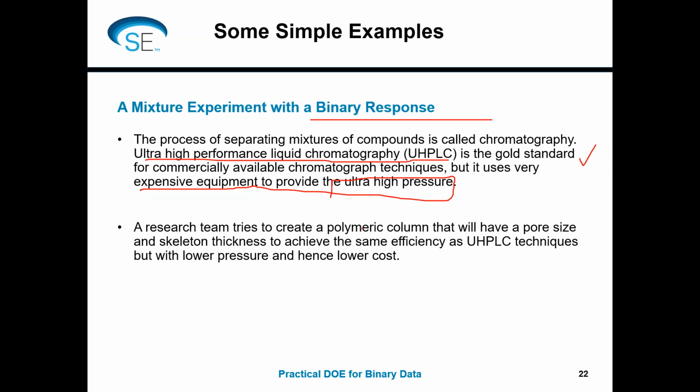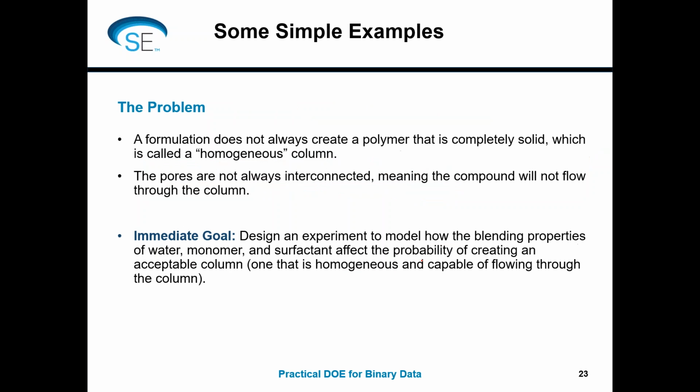The research team is trying to create a column that will have a pore size and a skeleton thickness that achieves the same efficiency as ultra high performance liquid chromatography, but with a lower pressure and hence a lower cost. Here's the problem. A formulation does not always create a polymer that's completely solid, which is called a homogeneous column. For this to work, we need the column to be homogeneous. Also, the pores are not always interconnected, meaning the compound will not flow through the column. The compound needs to flow.